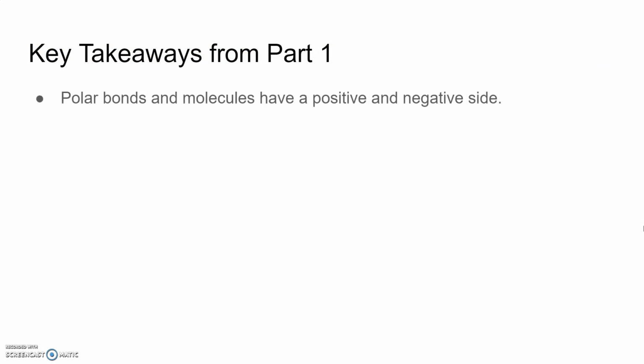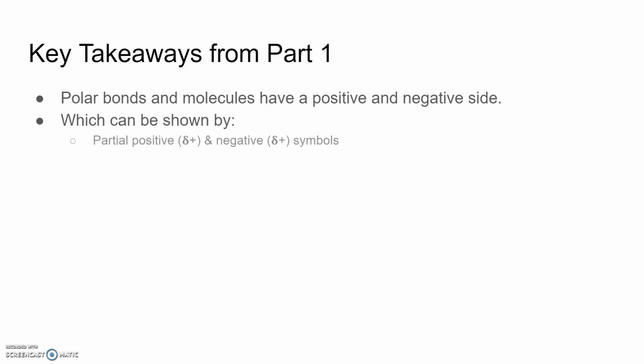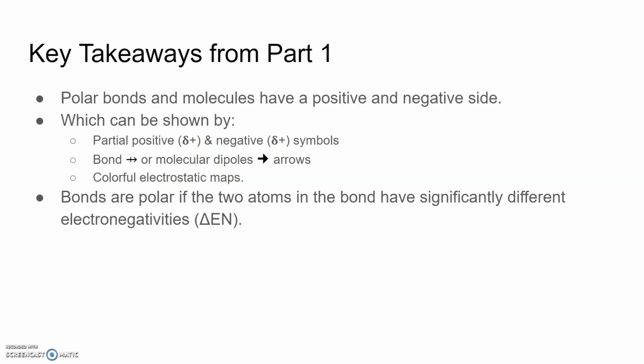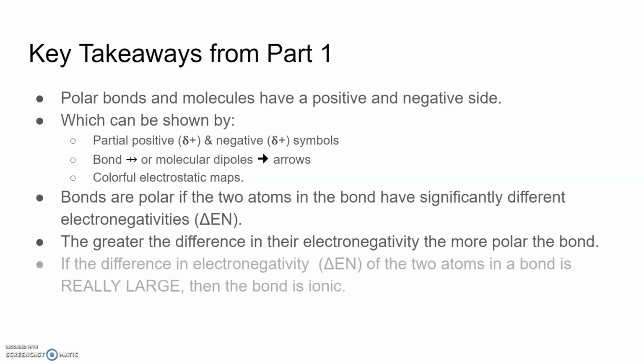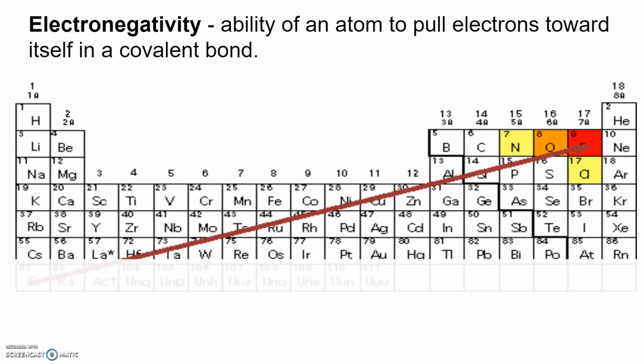So here are some key takeaways from part one. One is that polar bonds and molecules have a positive and negative side, and that can be shown with partial positive and negative charge symbols, the dipole arrows, or colorful electrostatic maps. Bonds are polar if the two atoms in the bond have a significant difference in electronegativity, so significant differences in their strength. The greater the difference in their electronegativity, the more polar the bond. And if the difference in electronegativity is really, really large, then it becomes an ionic bond because one atom will just rip the electrons away from the other.